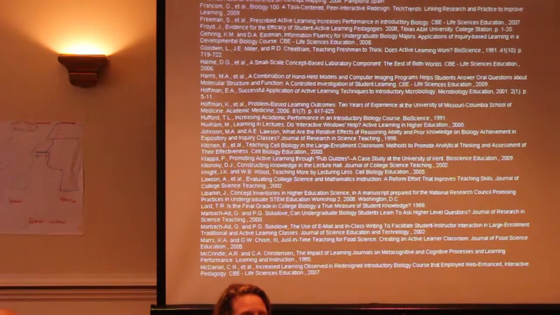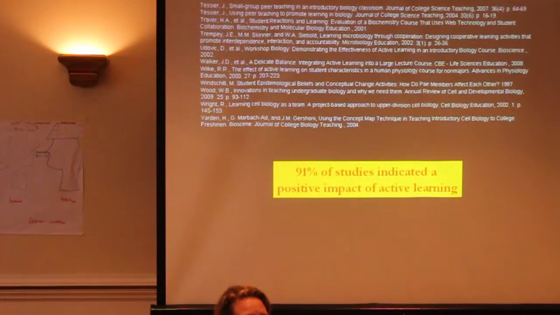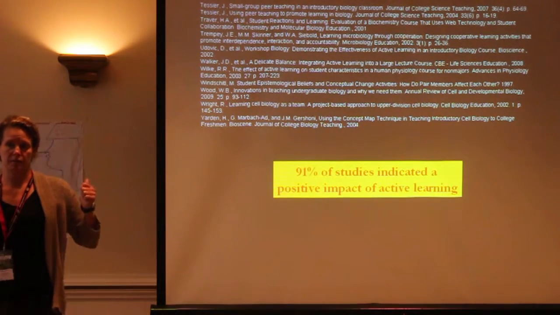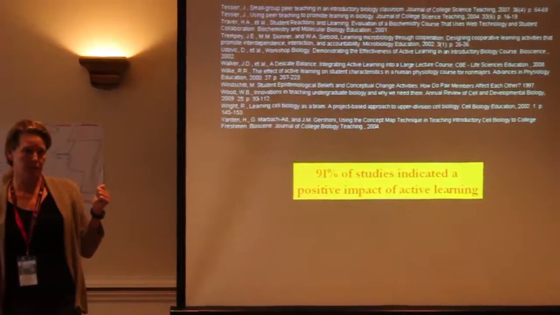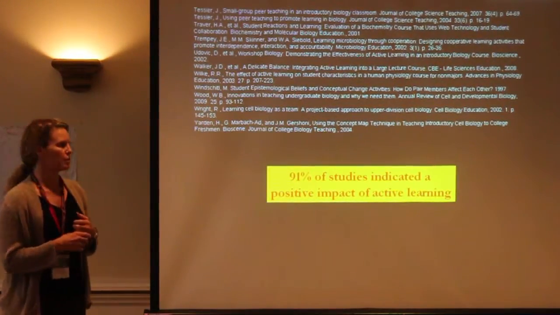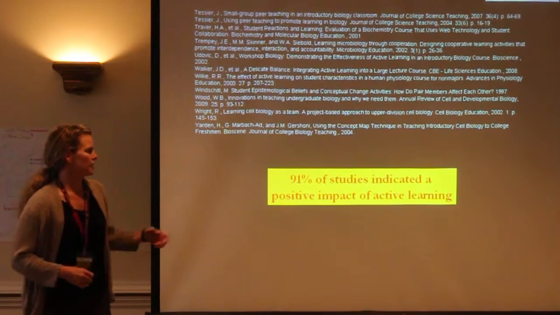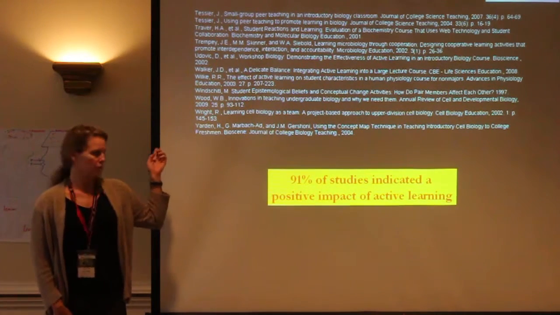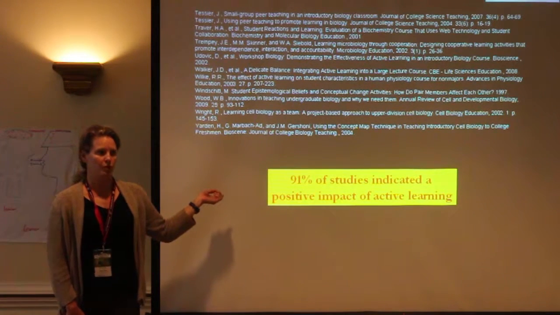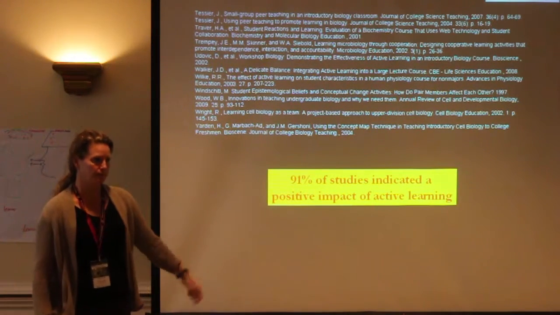is this. And that is a small list because that was just biological sciences. The list for physics, engineering, chemistry makes this list much, much longer. The point is that 91% of these studies I just showed you showed a positive impact for active learning. That we should be doing this in our classrooms.